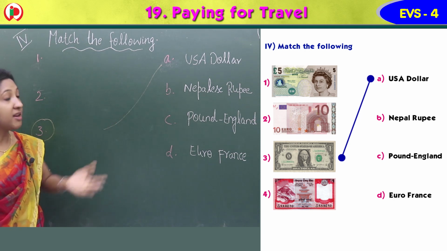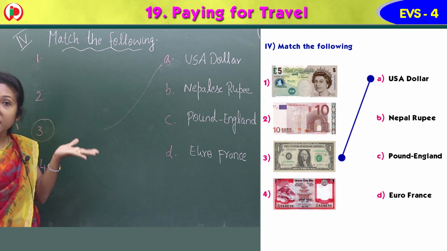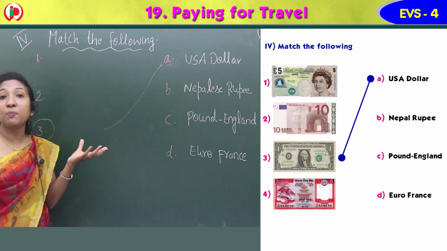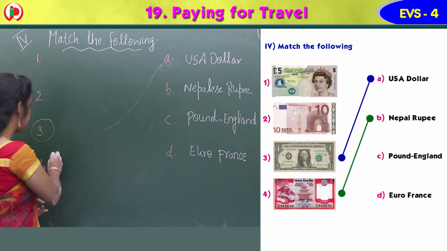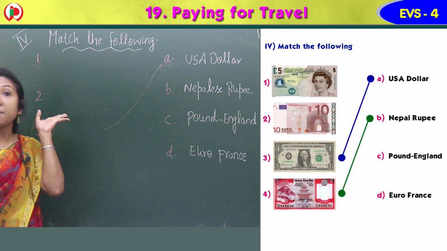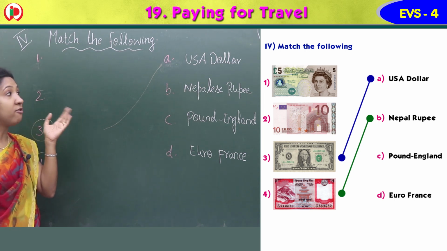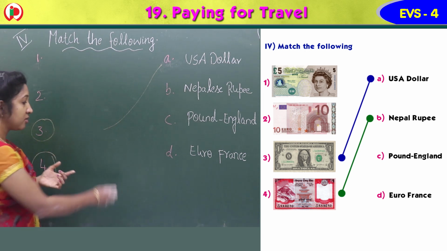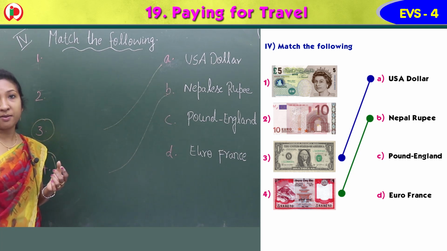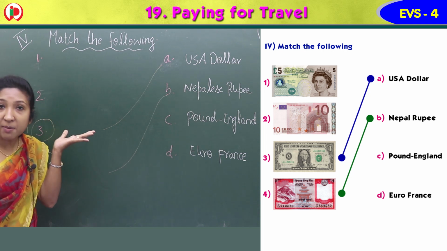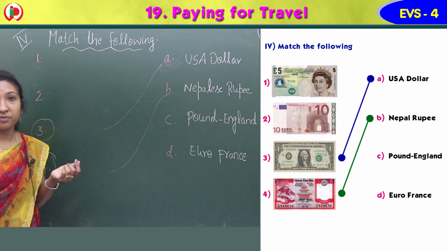Here you see Nepalese rupee. So here, which among the images is the Nepalese rupee? Yes, the fourth image is of the Nepalese rupee. The fourth image is of Nepalese rupee. That you have to match with B. So you have to match with B, Nepalese rupee. The fourth image is of Nepalese rupee. That you have to match with B.